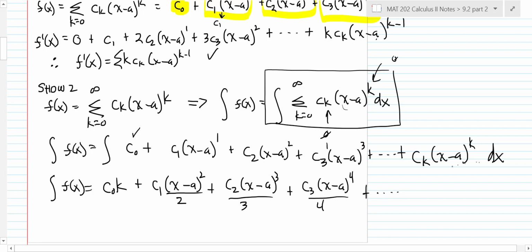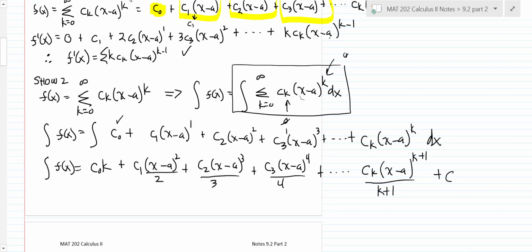Now tell me what the last term is. If you integrate this last term, what would you get? C of k, that's a constant, right? Then x minus a to what power? K plus 1, all over k plus 1. What do you do at the end of an indefinite integral always? Plus c. There you go. Okay, so that's what it is.